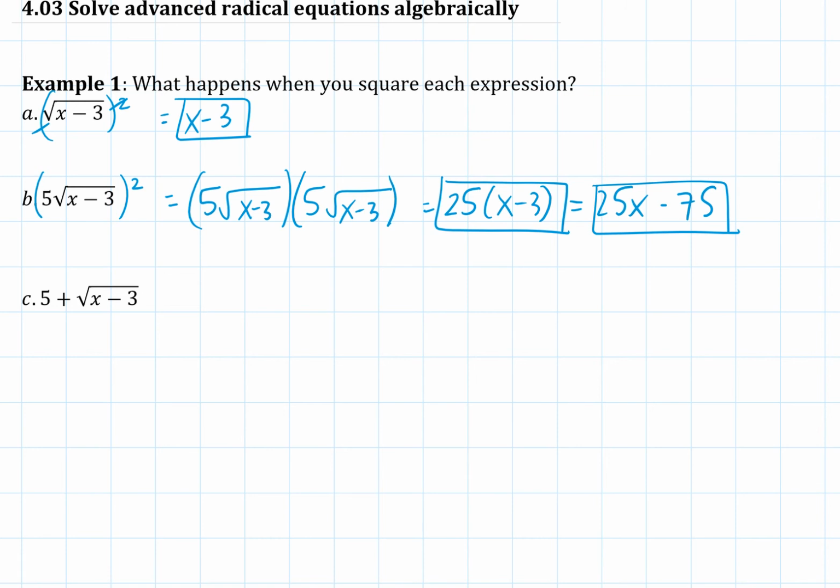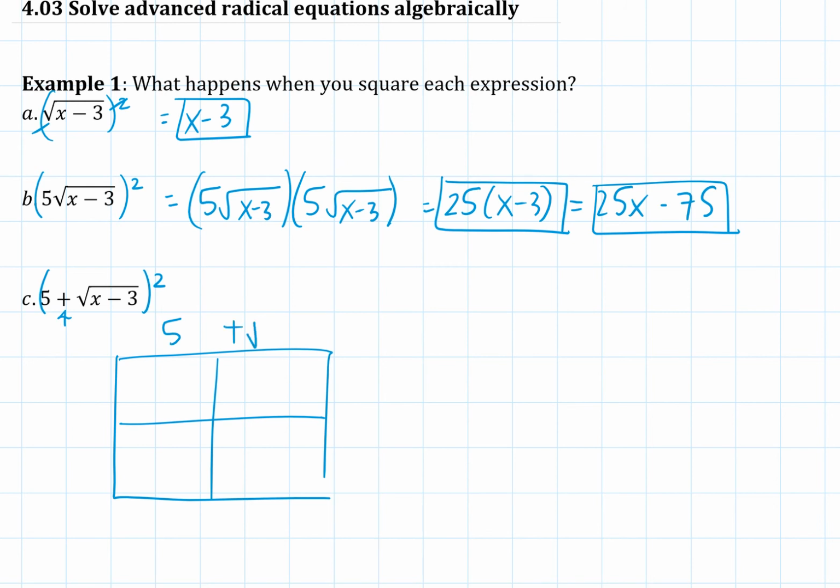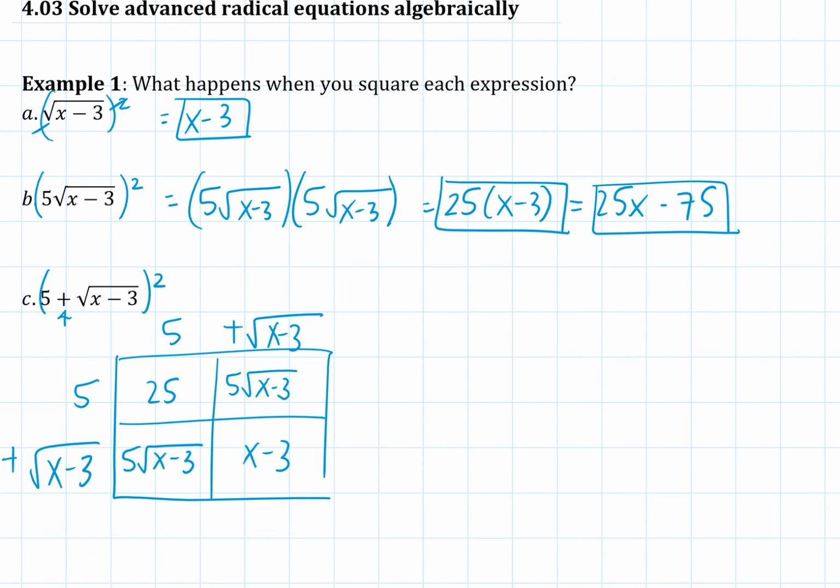What if you were squaring 5 plus the square root of x minus 3? Well, to square this is a binomial. It's two terms that are being added. And when you are squaring two terms that are being added or subtracted, you need the box method. So we have 5 plus root x minus 3 times 5 plus root x minus 3. 5 times 5, of course, is 25. 5 times square root x minus 3 is 5 root x minus 3. And so we have that term appearing twice. And root x minus 3 times root x minus 3 is just x minus 3.